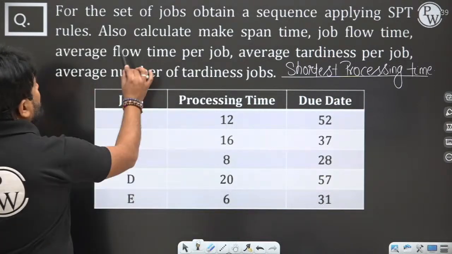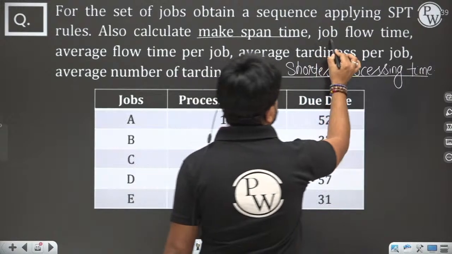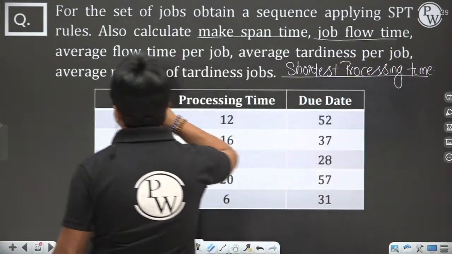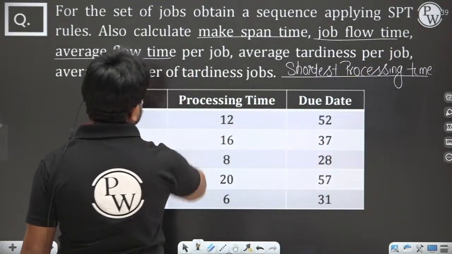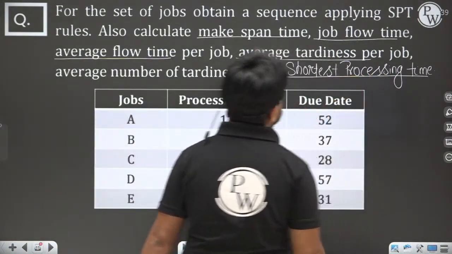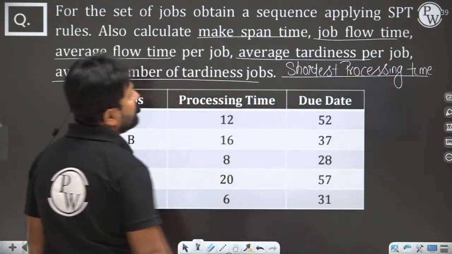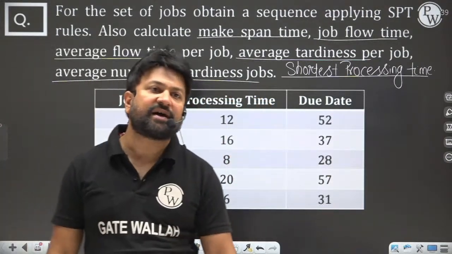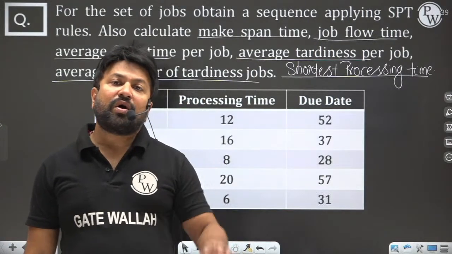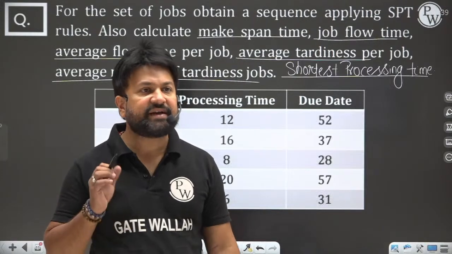Calculate the makespan time. You have to calculate the job flow time. You have to calculate the average flow time per job. You have to calculate the average tardiness per job. You have to calculate the average number of tardy jobs. So all the things are there in the question. Now let's start.